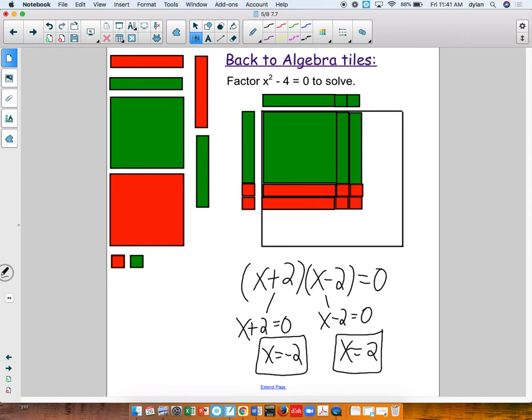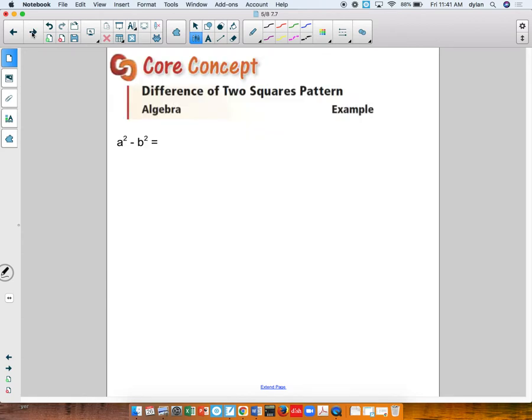Now, of course, we'd like to have a technique where we don't need to use algebra tiles, and that's where our shortcuts come into play. Because if you remember, we learned the difference of 2 squares back in 7.3. Now we're just looking at this backwards. So in 7.3, we said a plus b times a minus b equals a squared minus b squared.